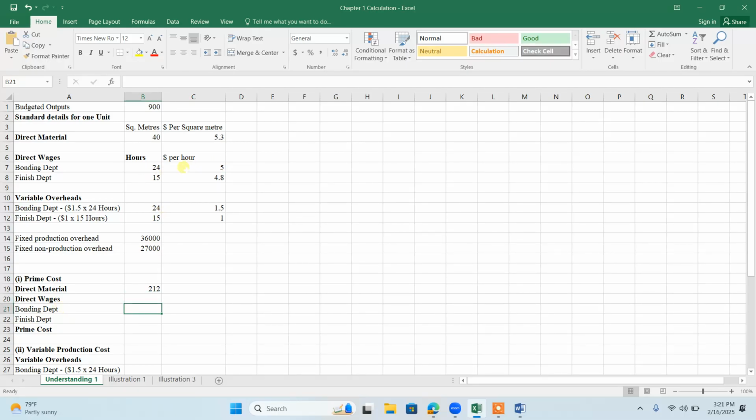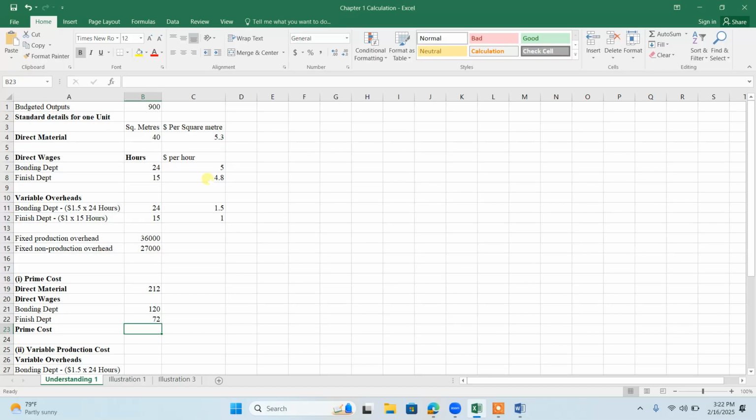In direct wages, labor we have two different departments. For 1 hour they will charge 5. 24 hours are required for 1 unit. So simply multiply 24 by the 5. We got the bonding department cost of the direct labor. Finishing department, 15 hours they used to consume to produce 1 unit and they charge 4.8 for 1 hour. Now the total finishing cost for the total wages is 72.